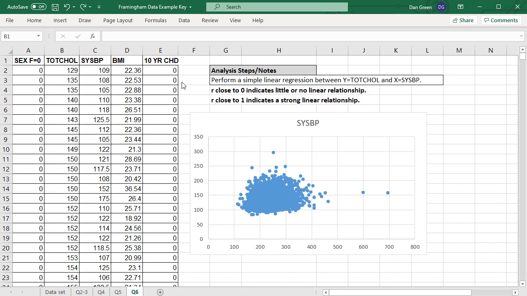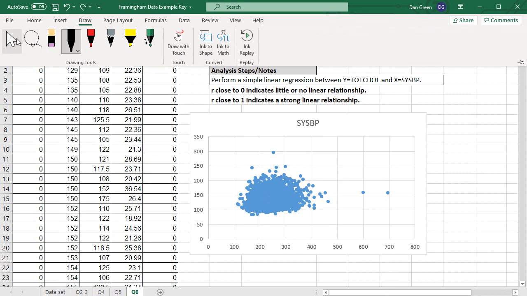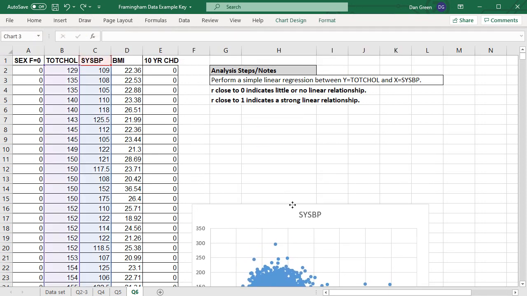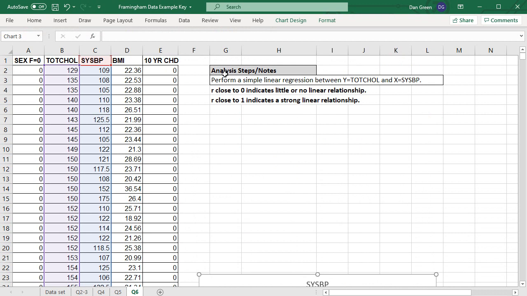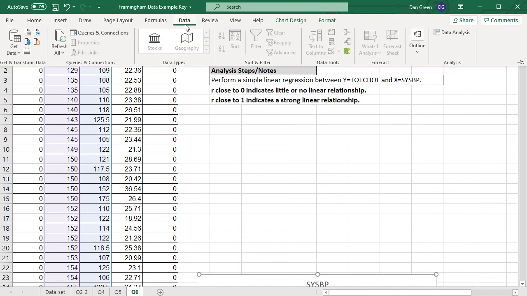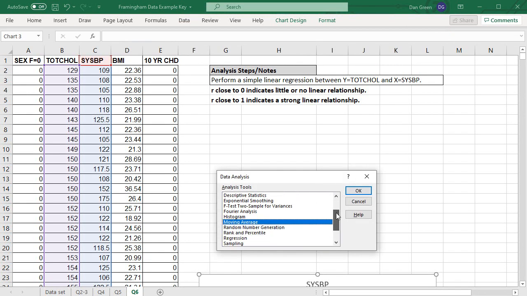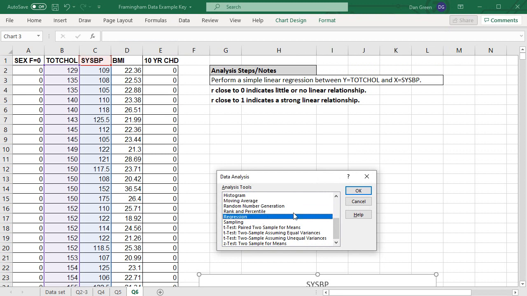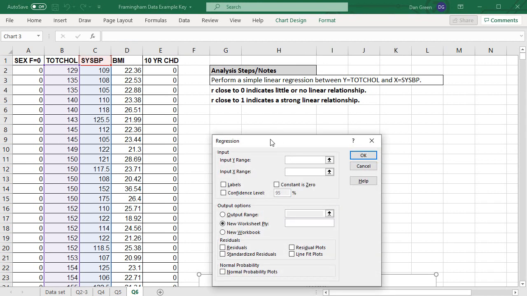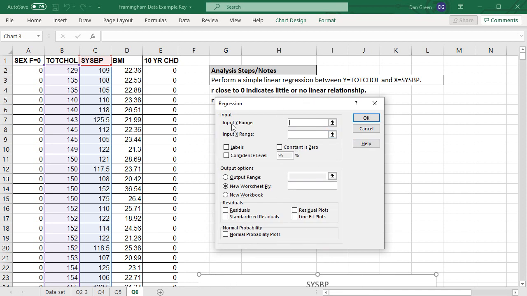So how do we measure a linear relationship? Well, that's the linear regression. So I'll move this chart out of the way. That's just giving us an idea of whether there might or might not be a linear relationship. And now we want to go to the Data tab, to Data Analysis, and then we want to scroll down and hit Regression. Click OK. And then we're going to input in this dialog box our Y range. So let's use total cholesterol as the Y, and that's stated here, and systolic as the X.